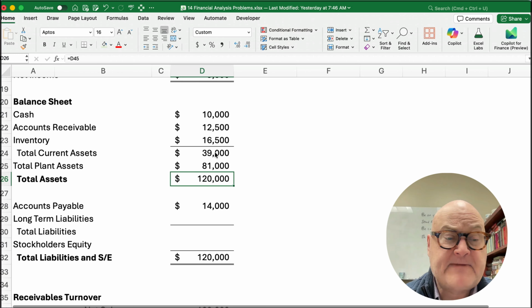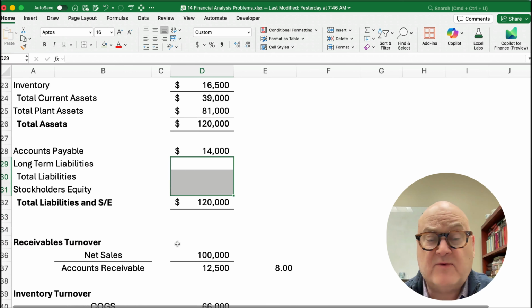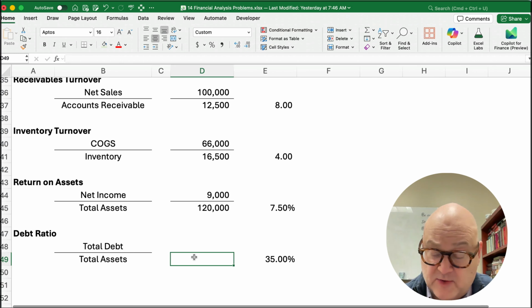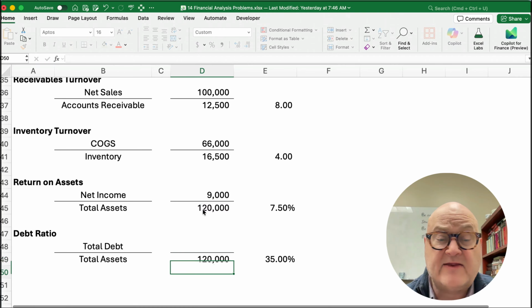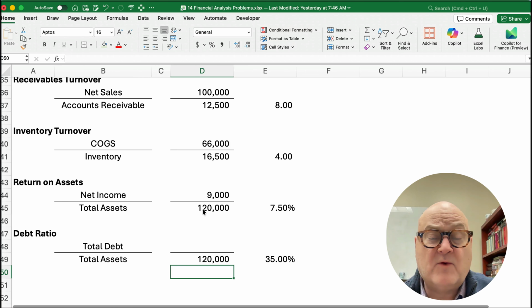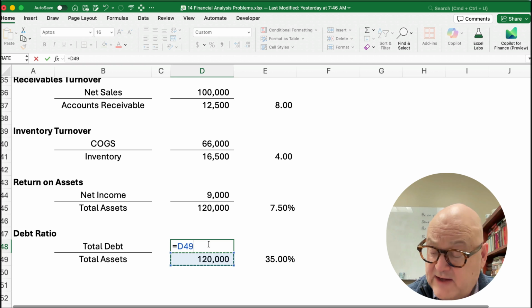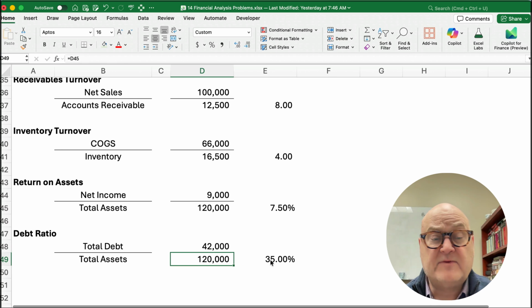All right, now we're missing some information here. What do we need? We need our debt ratio. Our total debt, we don't know, but we know our total assets are 120. We just calculated that. So what is our total debt? Our total debt is going to be $120,000 times the 35%, and so it's going to be $42,000.